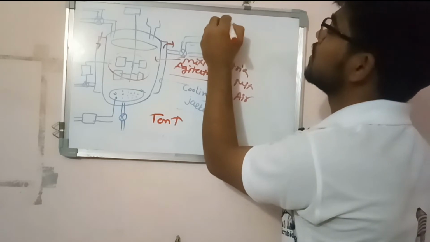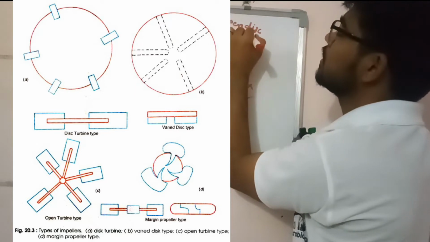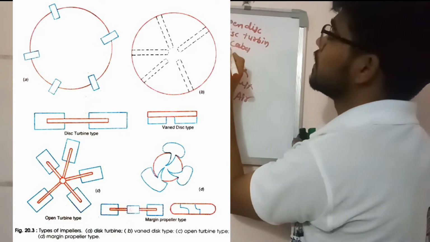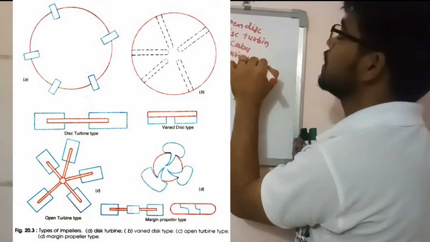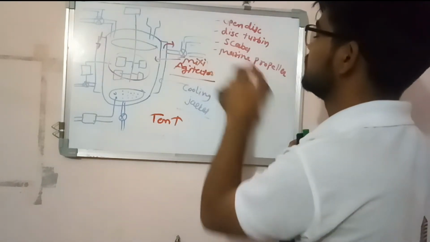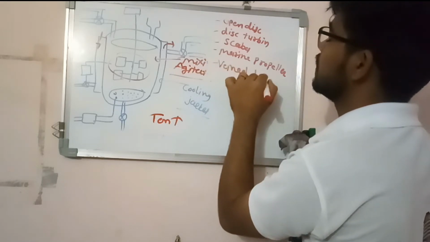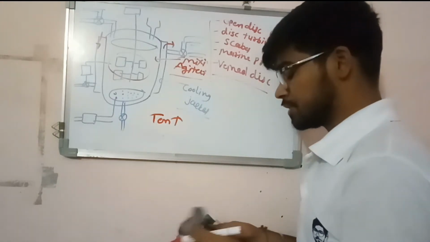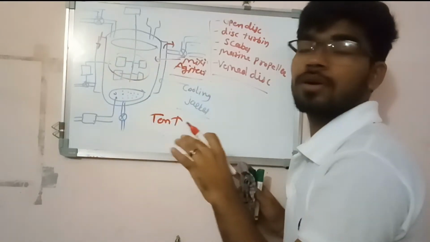So if I write them: open disc turbine, scaba, marine propeller, and another was Venet disc. They are made in different types and shapes, and they are used in different fermentations. So that was the impeller, or paddle wheel, or agitator.